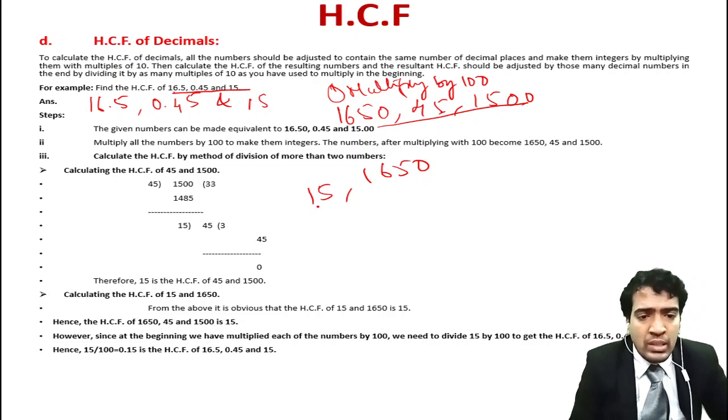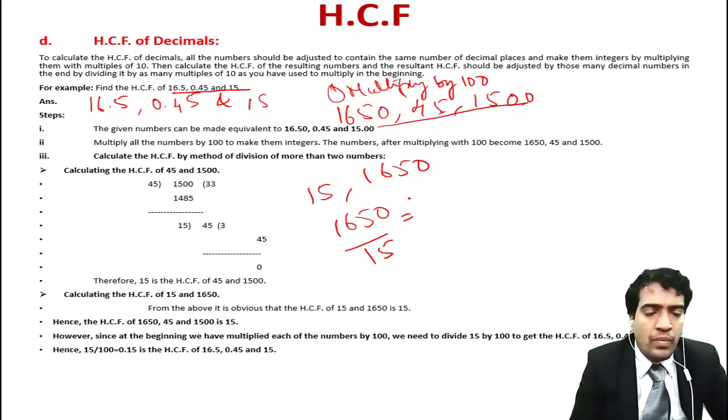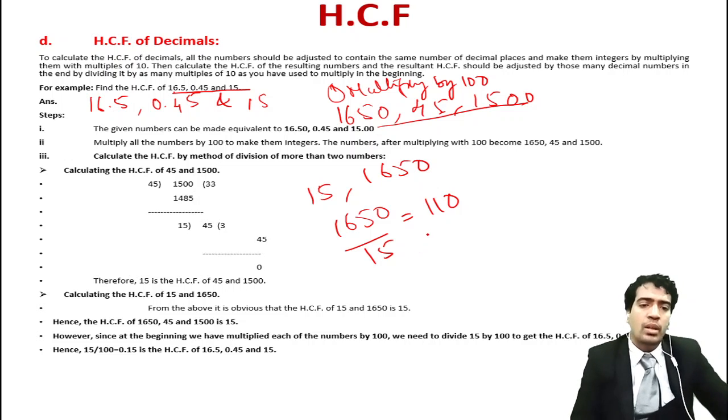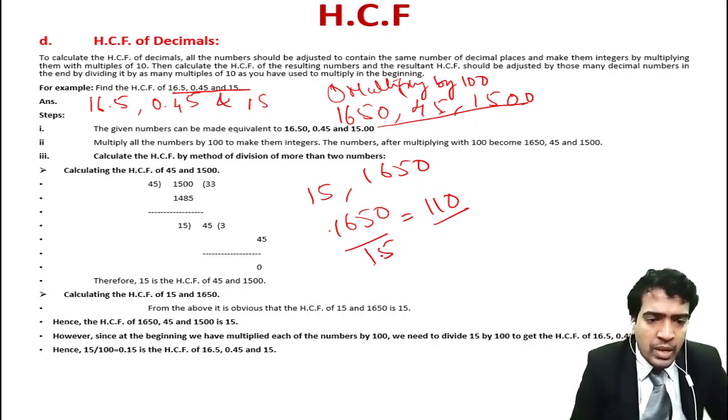Now calculate the HCF of 15 and 1650. As you can see, this number 15 divides 1650 exactly. Why? 15 hundreds are 1500, 15 tens are 150. If you add 1500 and 150, it will give you 1650. So when you divide 1650 by 15, this will be 110. Right? So the HCF of 1650 and 15 is also 15.